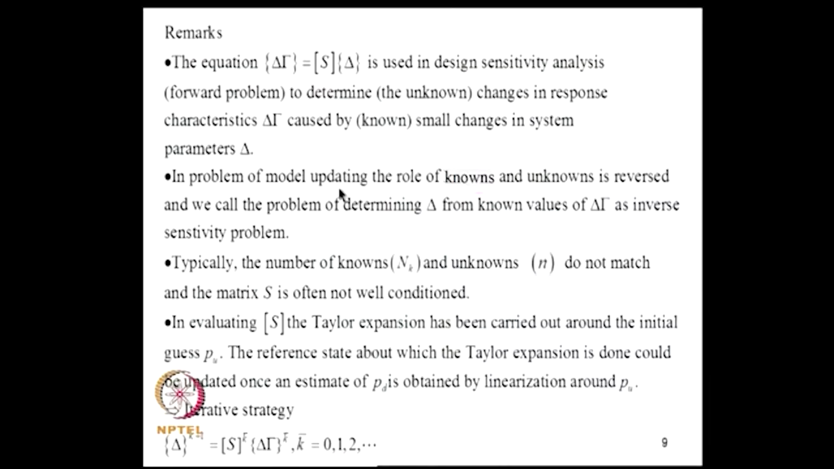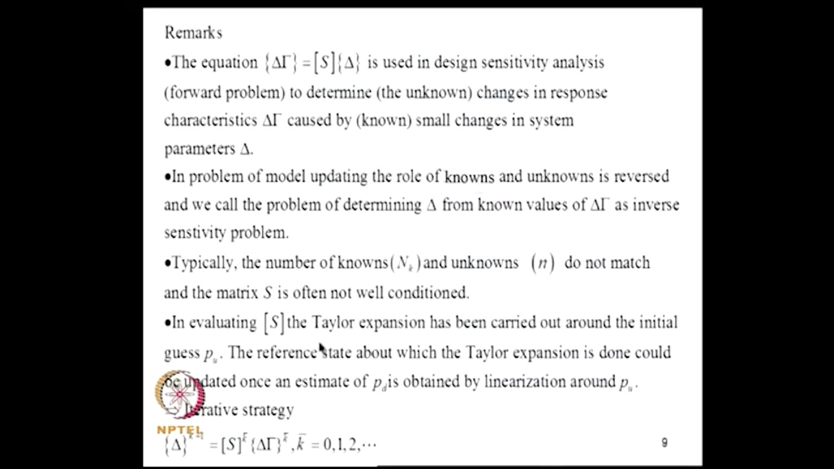Typically the number of knowns, which are system characteristics, and the unknowns, which are the system parameters, do not match, and the matrix S is often not well conditioned. I will talk about the condition number of a matrix slightly later in the lecture. It is actually the ratio of the highest singular value of S to the lowest singular value of S. I need to introduce those terms, we will come to that shortly.